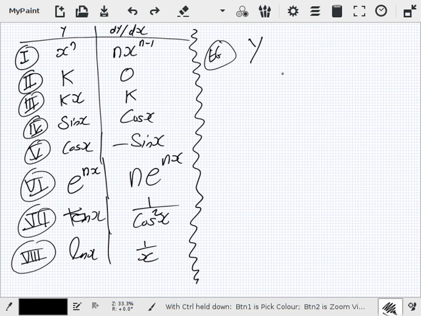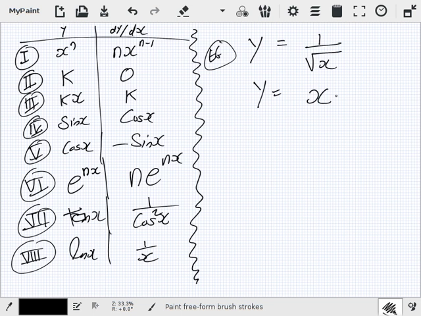Oh, goodness, sorry. 1 over square root x. The problem is we have to rewrite this a little bit at the beginning. So before I calculate the derivative, that is, before I find the slope of the tangent, I should write this as a power. What power is that? Minus a half. Because it's both the reciprocal and the square root.